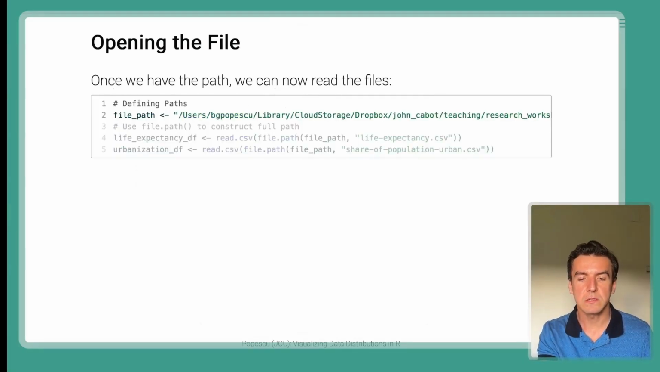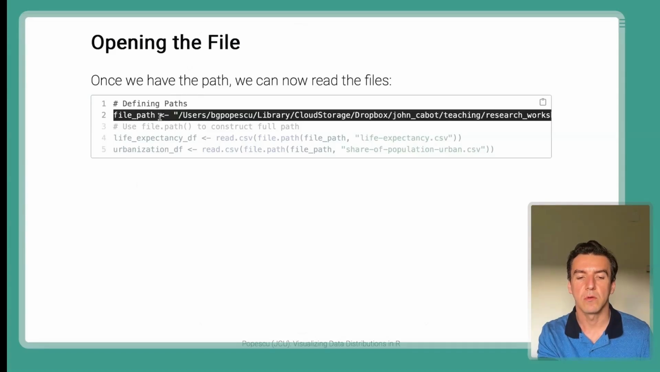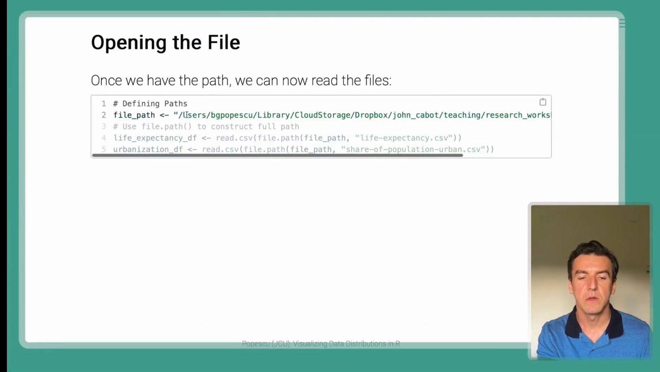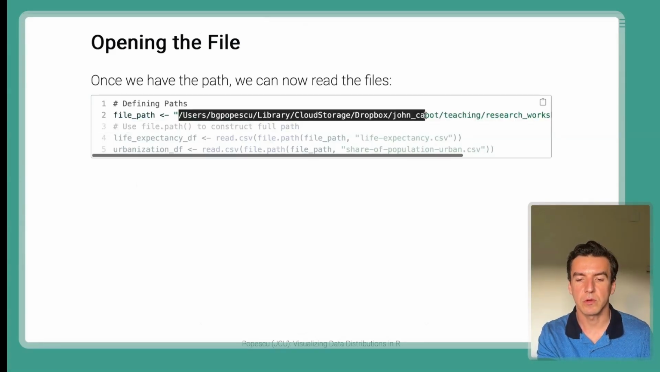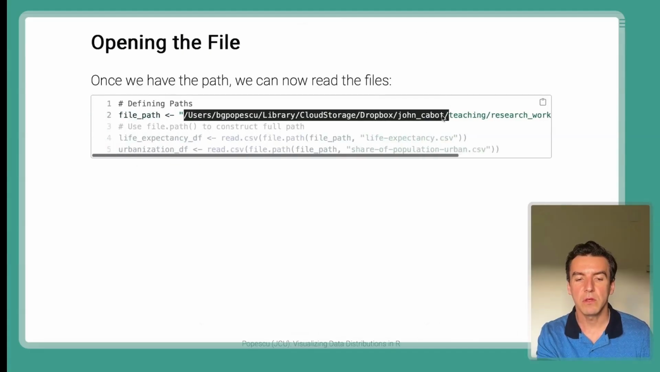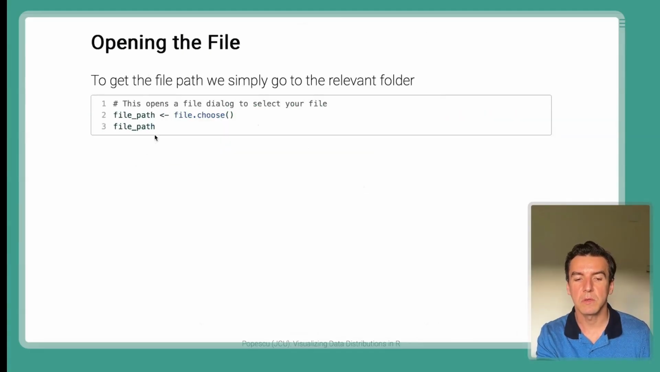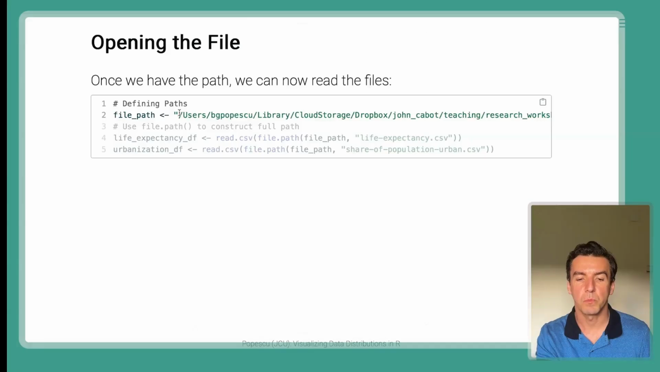If you do this, you're going to come up with a file path, right? So this is going to be different for your computer. If you use file.choose, you're going to be able to see this file path, which will allow you to paste it here. The next step is to just read the CSV file. I simply use read.csv and then the file path. And then the same for urbanization.